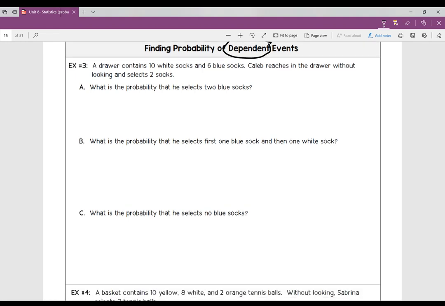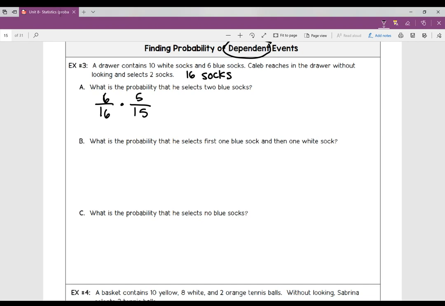All right. So the drawer contains 10 white socks and 6 blue socks, and Caleb reaches into the drawer without looking and randomly picks 2 socks. What is the probability he selects 2 blue socks? So first off, there are 16 socks in this drawer. That's important. So the probability of 2 blue socks is going to be a 6 out of 16 chance, right? Times, then all of a sudden it'll be a 5 out of 15 chance.